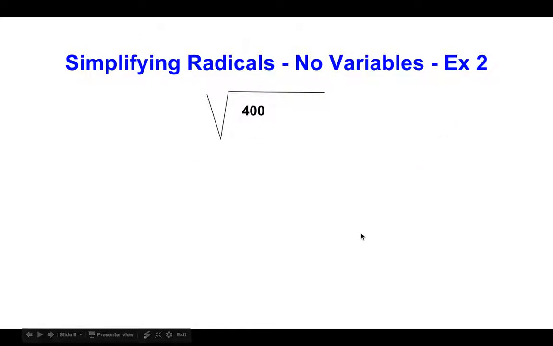Let's take a slightly more complicated example. Here's 400. What's the factorization of 400? Well, if I'm looking for two numbers that are the same, I might notice that 400 breaks into 20 times 20.